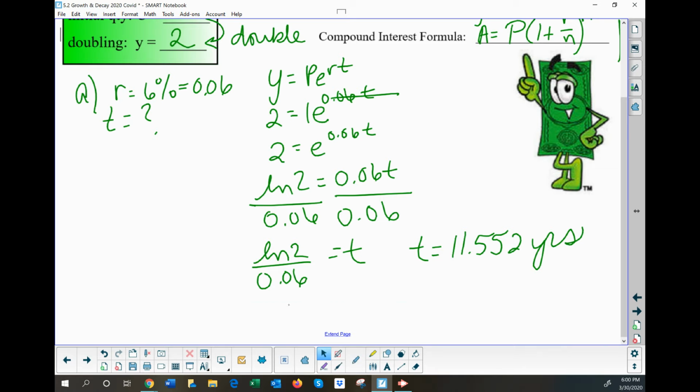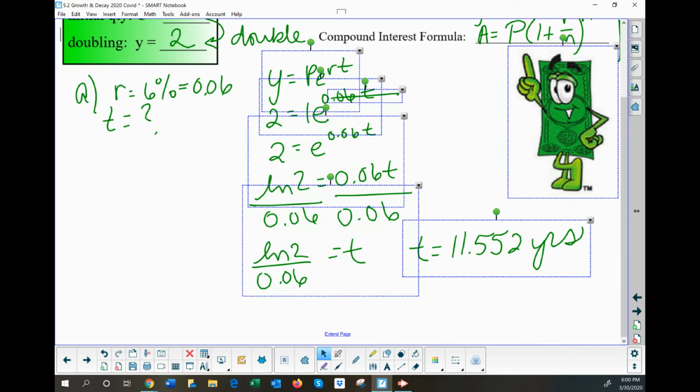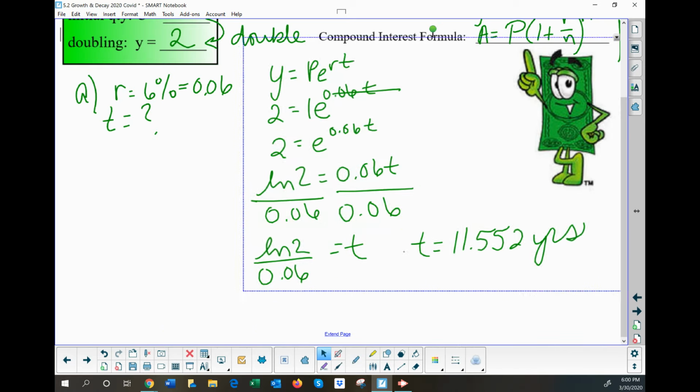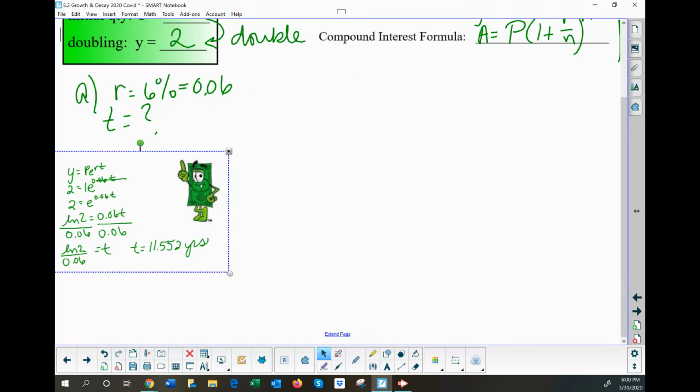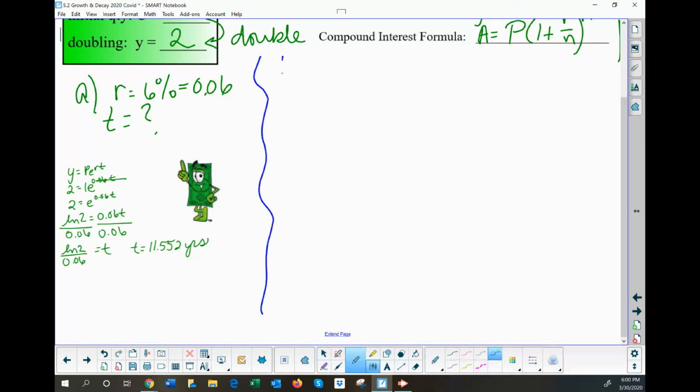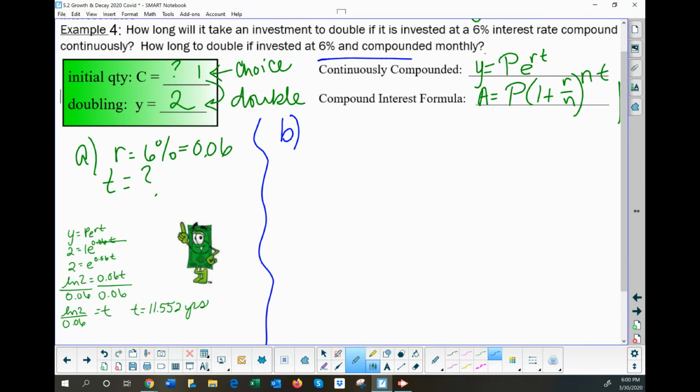Okay, so next, part B. Let's do the question about compounding it monthly. So monthly indicates to me that my N value will be 12. My R is still 6% or 0.06. And I'm going to use the compounding formula.